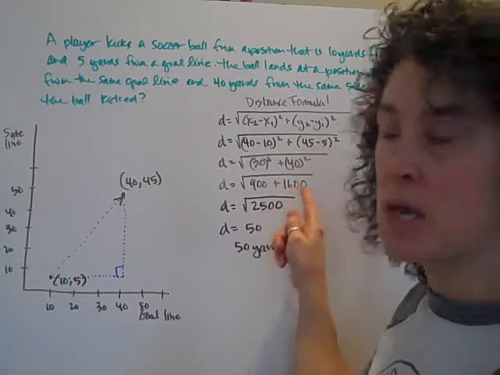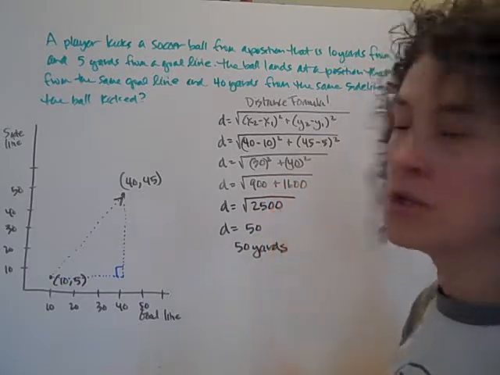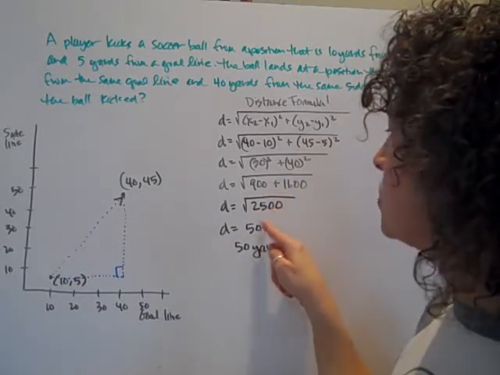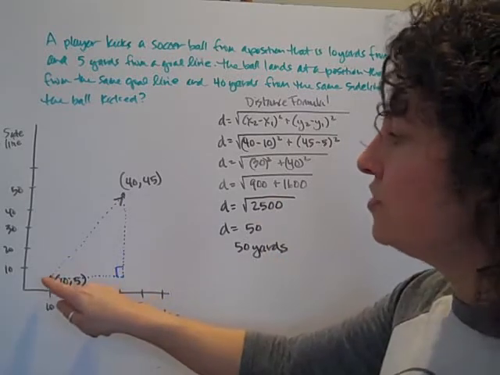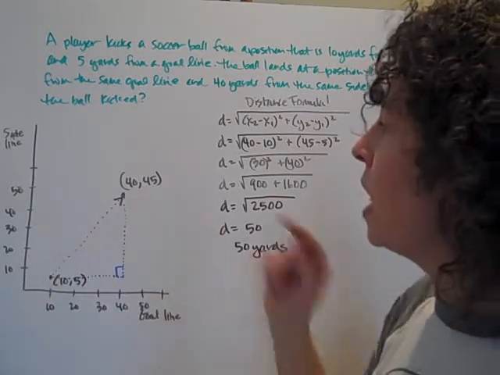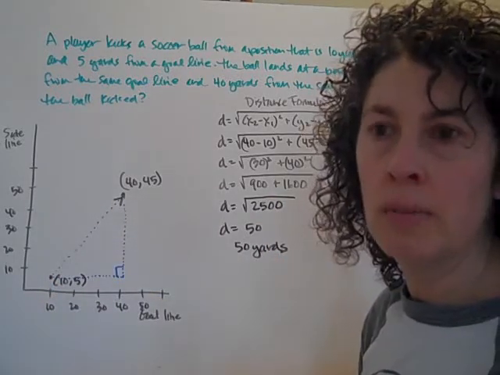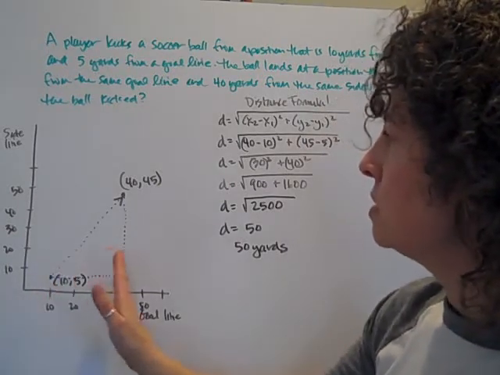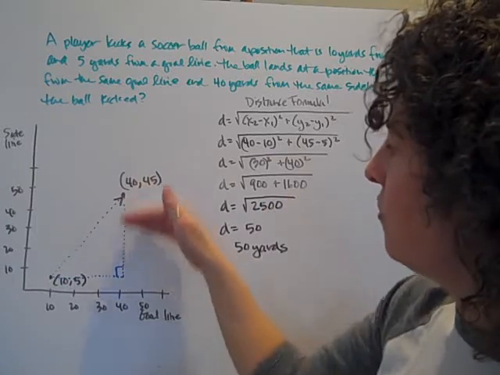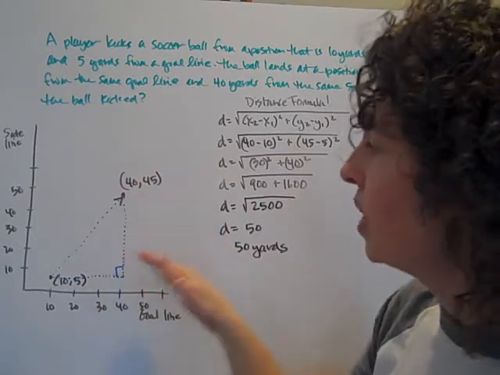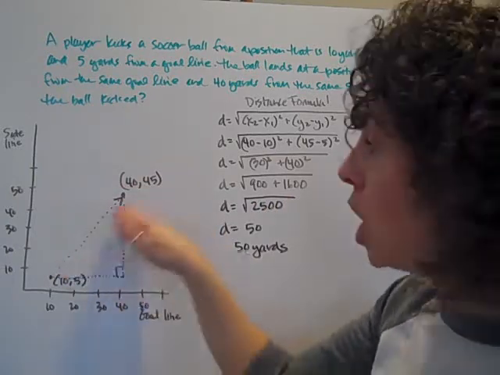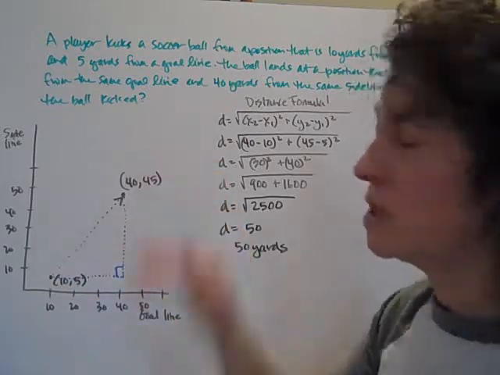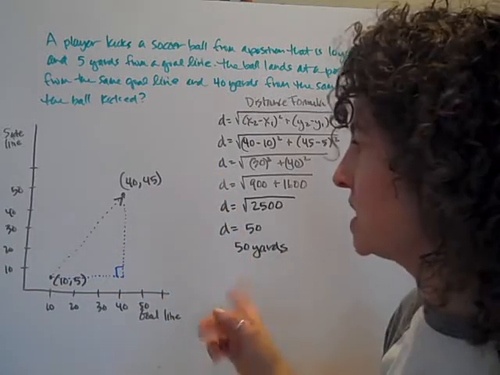Now I'm going to do order of operations. I'm going to add what's inside. 900 plus 1600 is 2500. And the square root of 2500 is 50. So it's 50 yards from here to here. And we've talked about thinking about, does that number actually make sense? Well, if this is 30 yards and this is 40 yards, it makes sense that it's going to be longer than either one of those, but it's going to be shorter than if it went all the way around. So 50 yards makes sense.